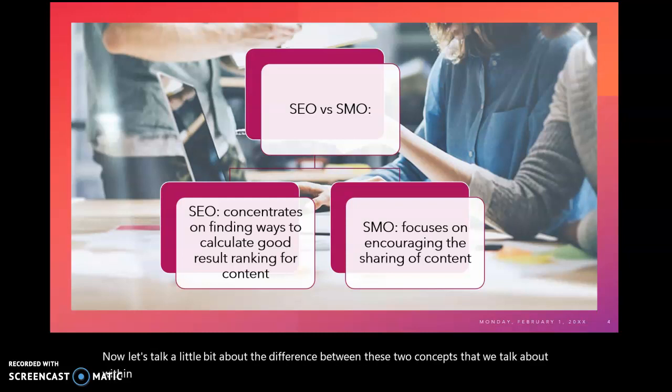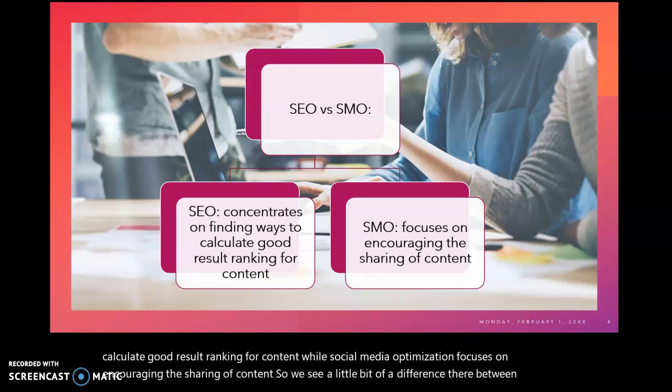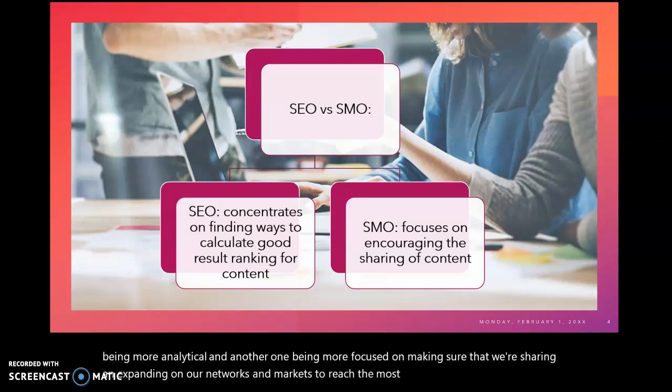With search engine optimization, it concentrates on finding ways to calculate good result ranking for content, while social media optimization focuses on encouraging the sharing of content. So we see a little bit of a difference there between one being more analytical and another one being more focused on making sure that we're sharing and expanding on our networks and markets to reach the most possible audiences that we can with our content.